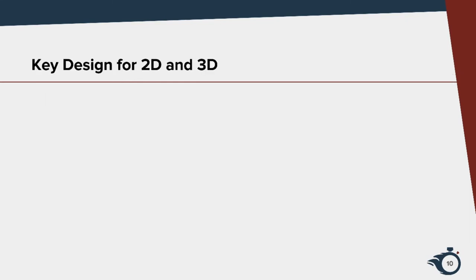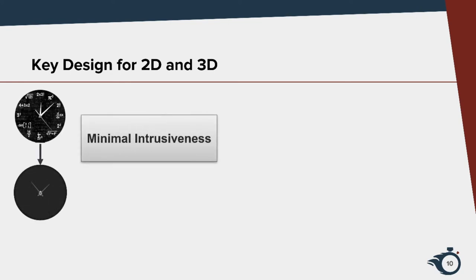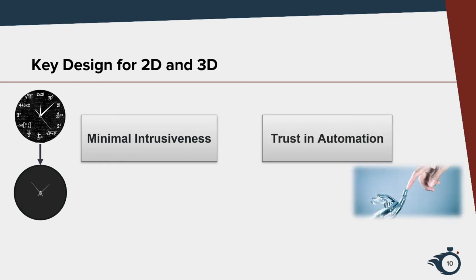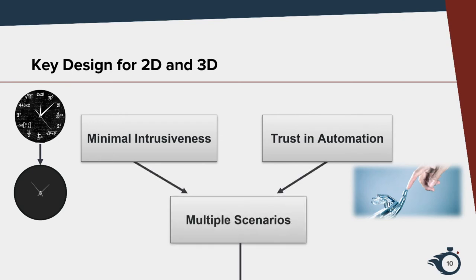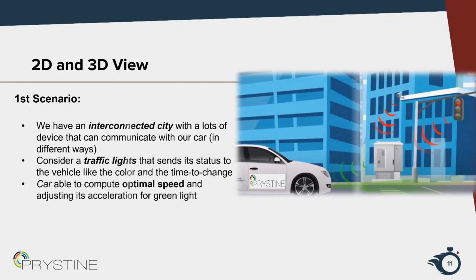And what are the key designs for our 2D and 3D visualization? We implemented our 2D interface with key design principles and the requirements given by the authority, like minimal intrusiveness: the HMI interface must not distract the driver or increase too much the cognitive workload. And trust in automation, to reduce the anxiety given by unexpected variation in the transition between manual and automatic and vice versa. That is the most critical aspect. Let's introduce our first scenario.